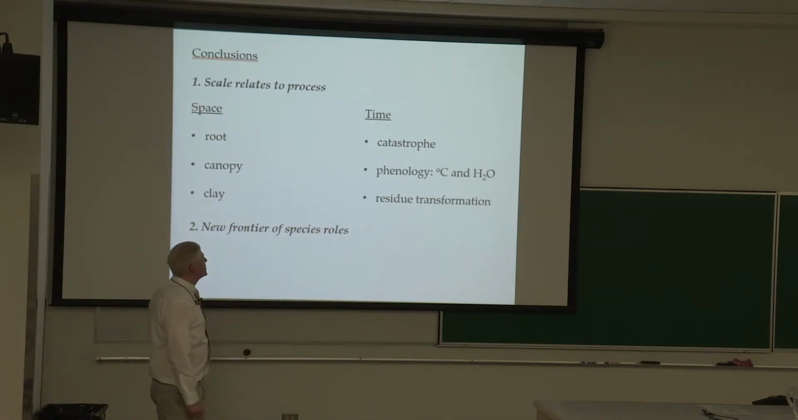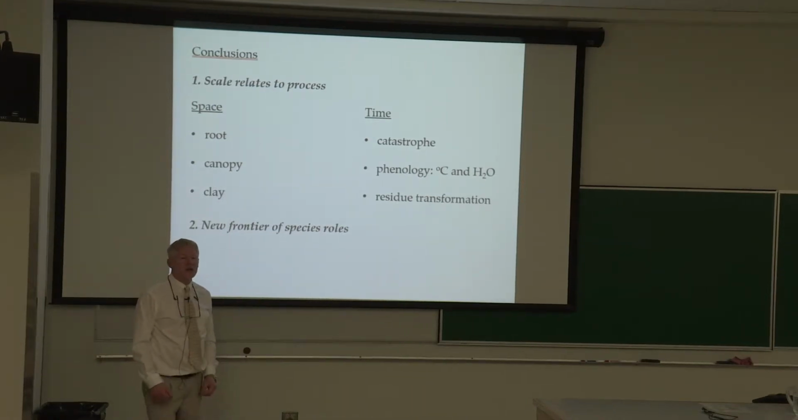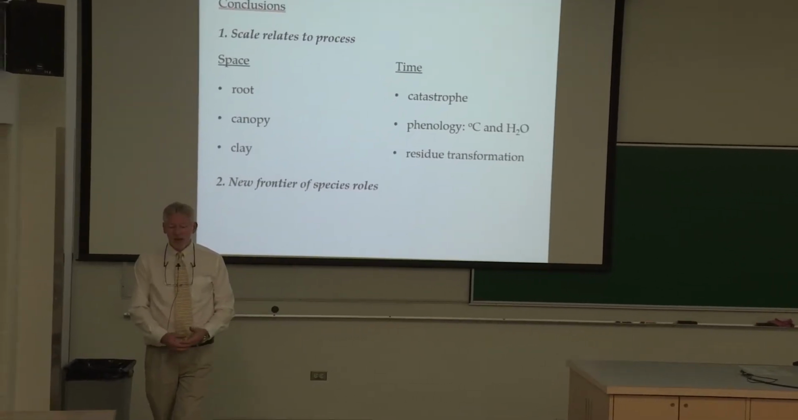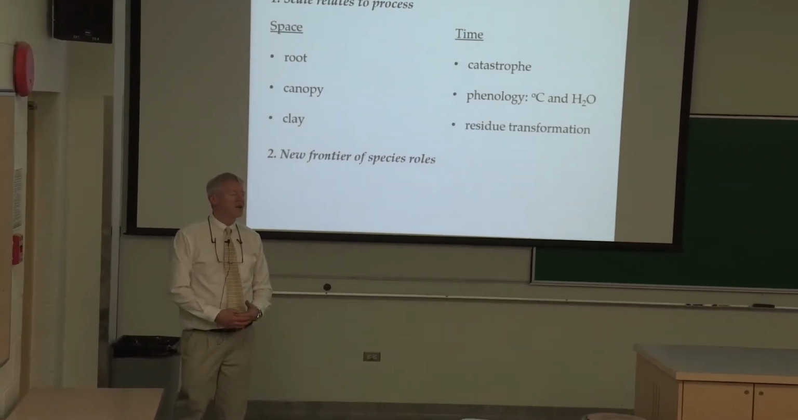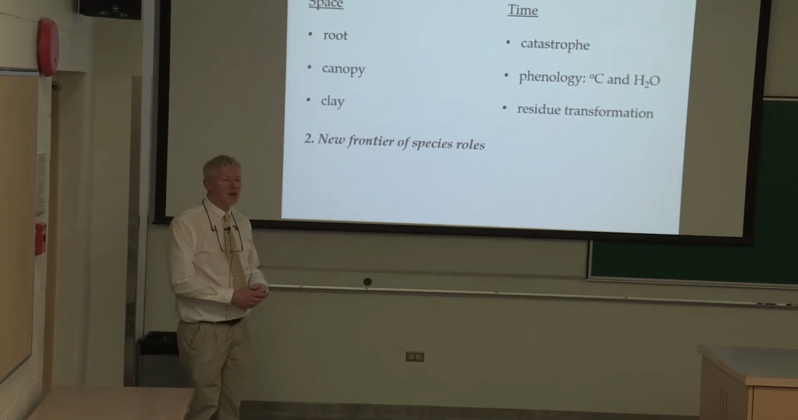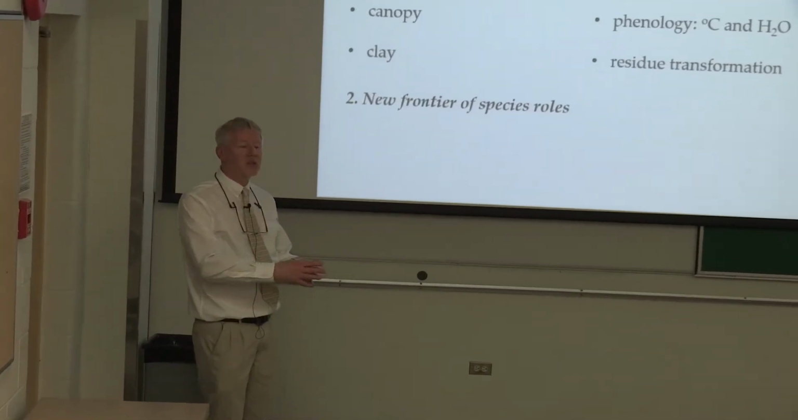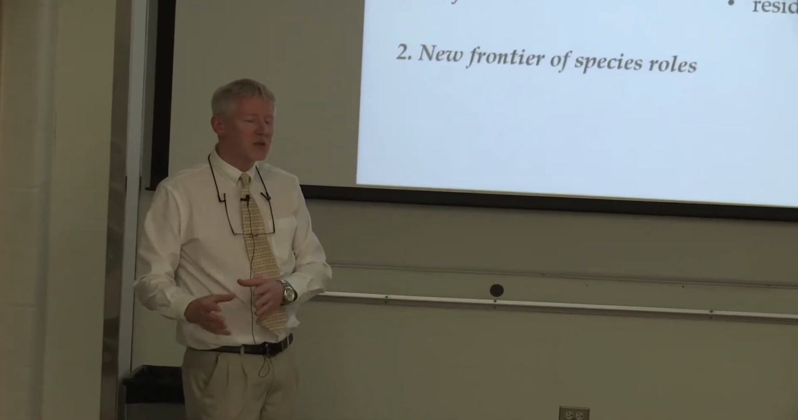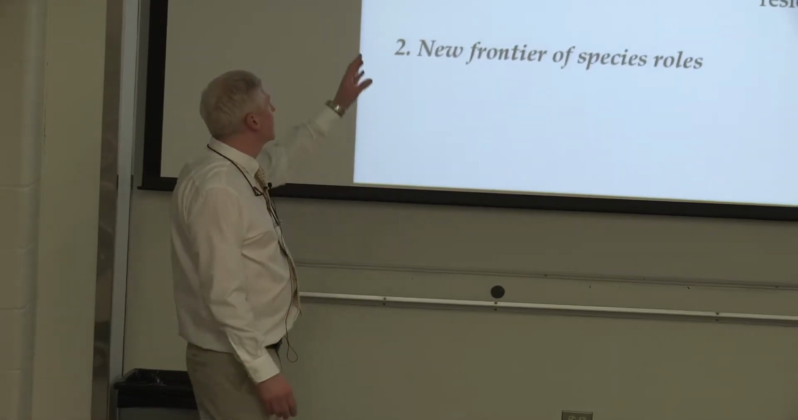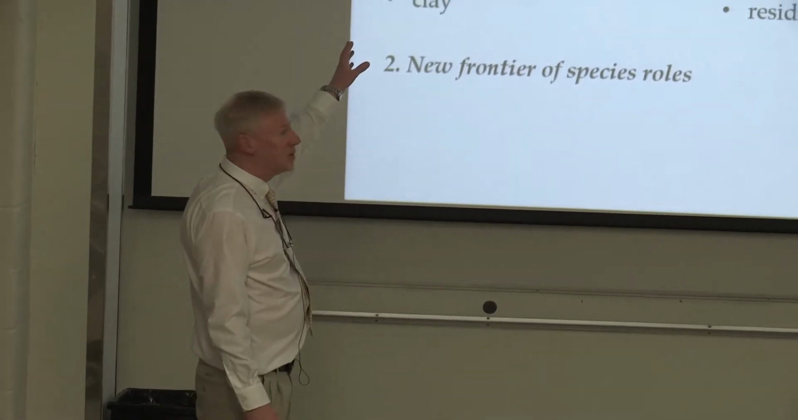We're looking at space at the root. We're talking about millimeters, because the process here is the build-up of inoculum density in proximity to colonized roots, and how that differs from one millimeter position to another across the soil. So our scale there is dictated by the mechanism or process.